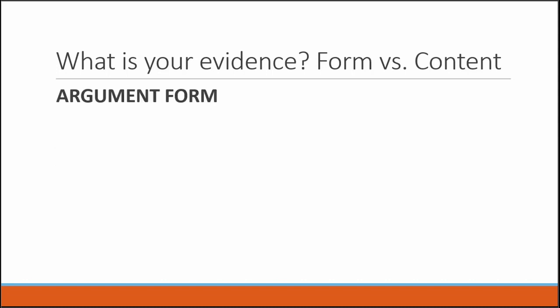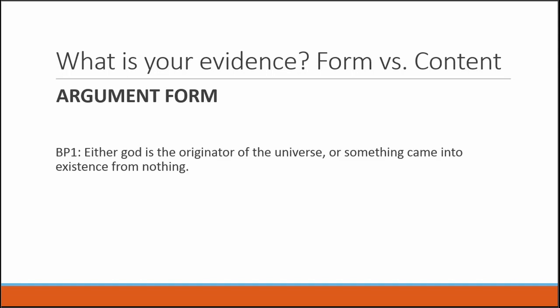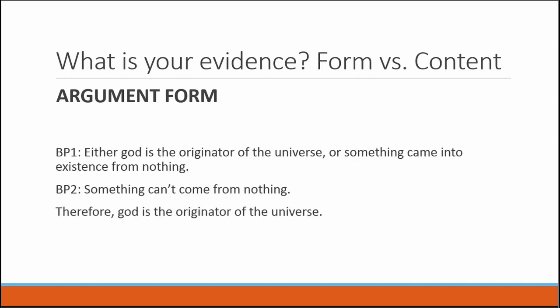Either God is the originator of the universe, or something came into existence from nothing. Either P or Q. Something can't come from nothing, so not Q. Therefore, God is the originator of the universe. Therefore, P. Two arguments, different content, same form.